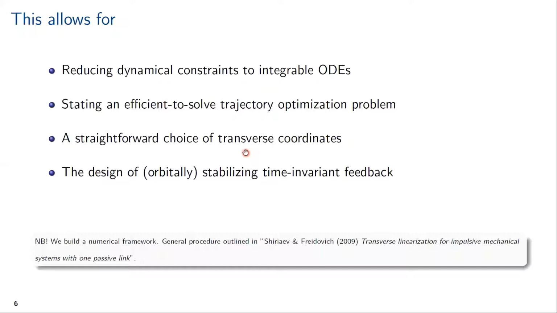More on that later. And this then allows us to design so-called orbitally stabilizing time-invariant feedback, in the sense that it only depends on the states in order to stabilize it. Now, these ideas are not necessarily new by any means, so there are many papers on these types of ideas, but we have our own twist, and we also provide a numerical framework to solve these types of problems in both the paper and in this talk.